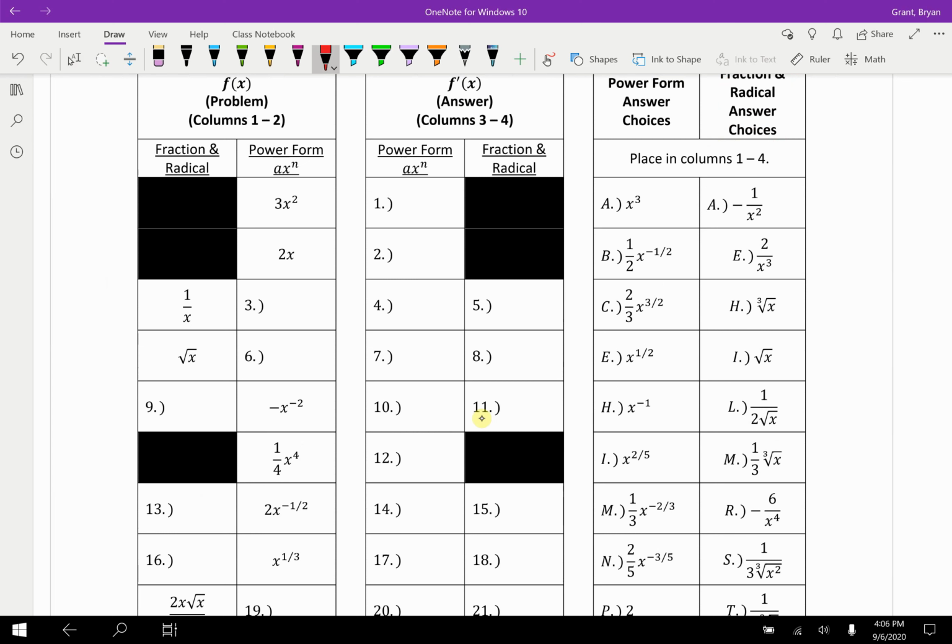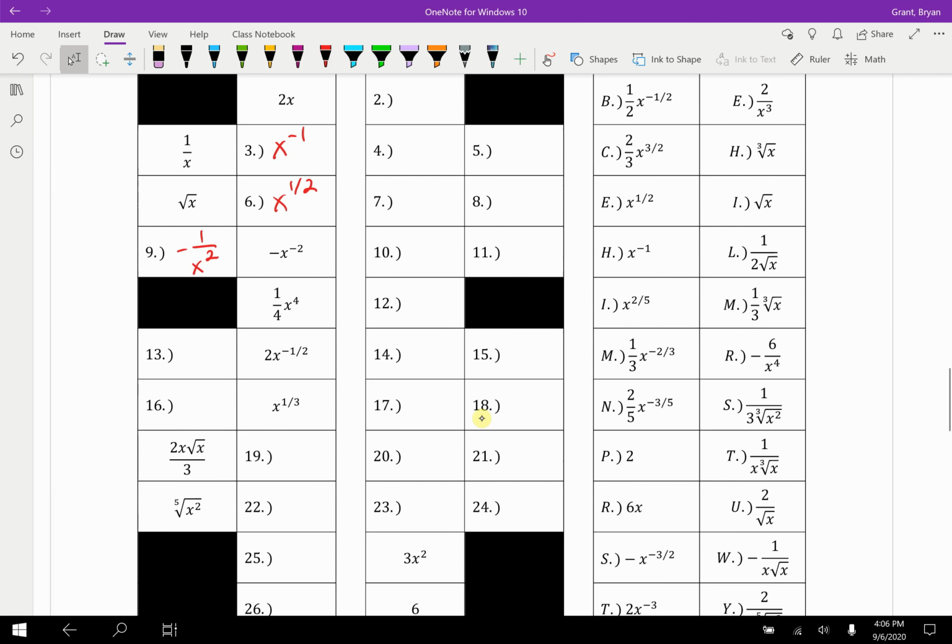Fraction and radical, rewriting this as a power form, it's going to be x to the negative first, x to the 1/2. Going the other way, this is going to be negative 1 over x squared, right? Writing that as a fraction. This 2 is a constant, and this is going to be brought down, so it's going to be 2 that stays up top, and it's going to be the square root of x when we drop that down. X to the 1/3 is the same thing as the cube root of x.